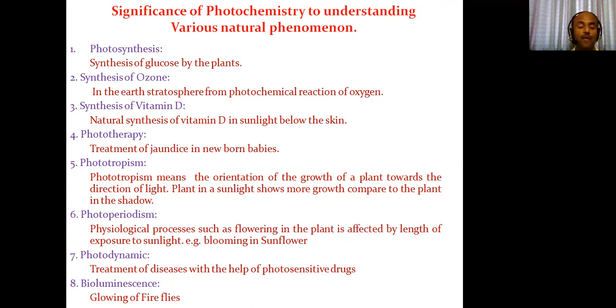Then photodynamics. The treatment of disease with the help of photosensitive drugs is called photodynamic therapy. And the last phenomenon is bioluminescence. The glowing of fireflies is due to photochemical reactions. That is also one of the photochemical processes.